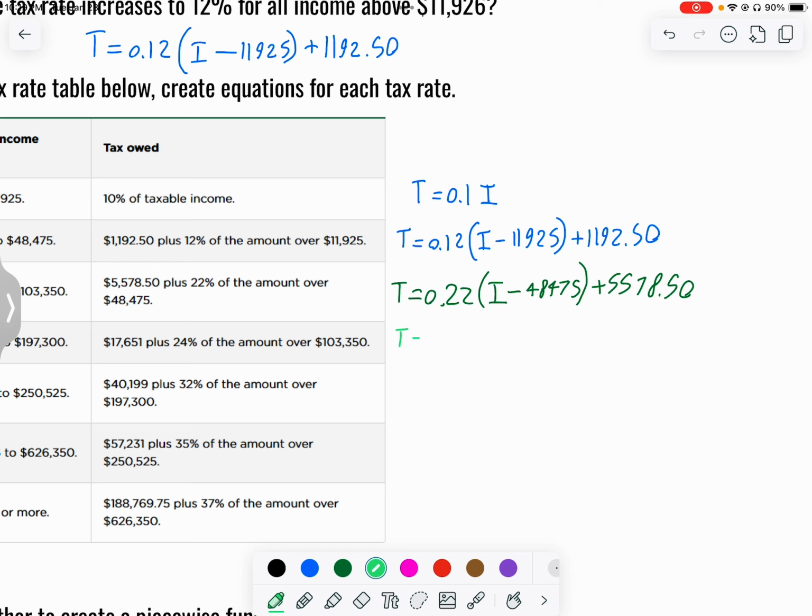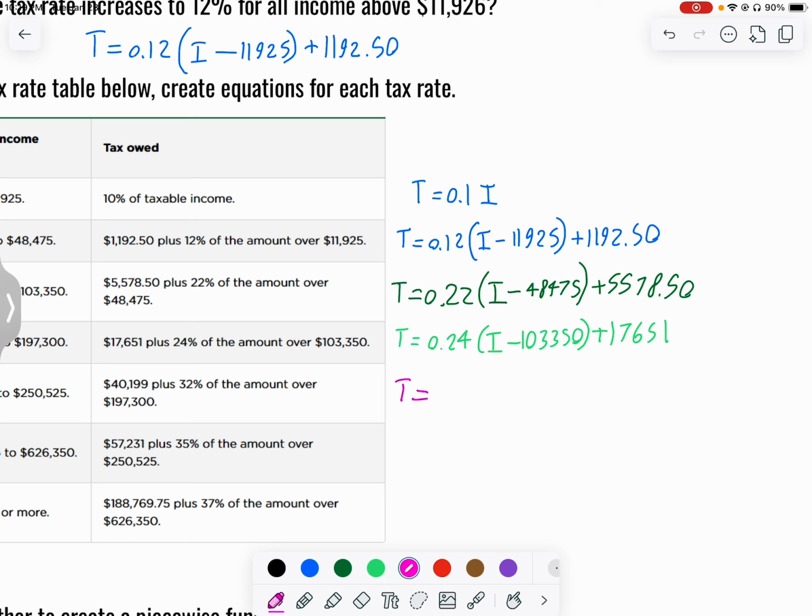Let's go to our next one. Tax is equal to 0.24 times income minus 103,350 plus 17,651. There we go. All right, next one.